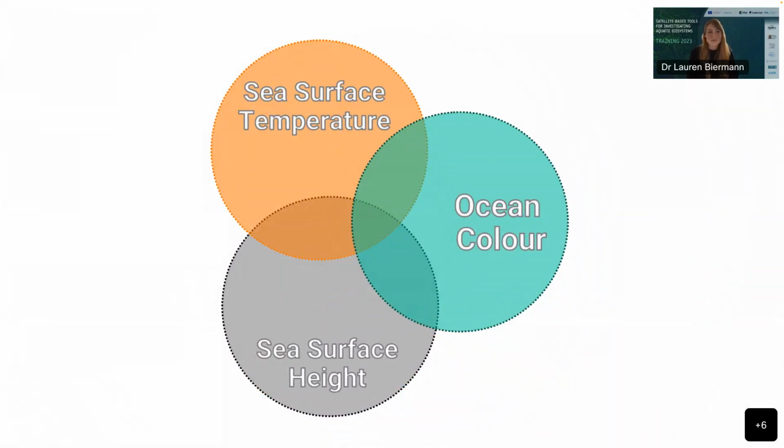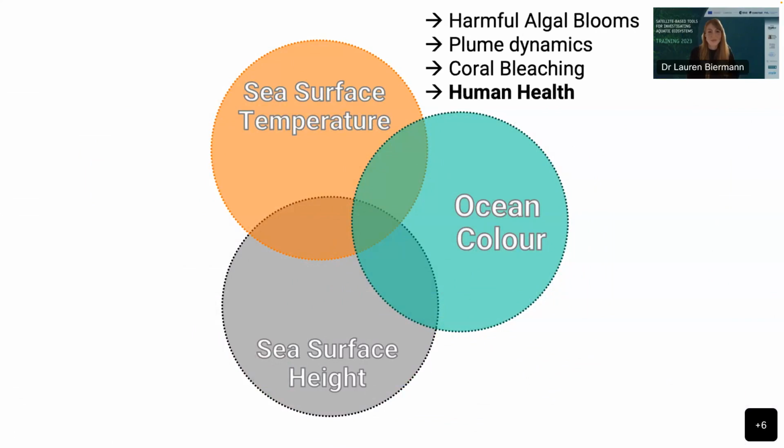For example, if you look at ocean color along with sea surface temperature, you can understand and observe things like harmful algal blooms, the dynamics of plumes along coastal edges, coral bleaching, and of course, human health. And human health is such an important theme in this series. It takes up a module that is going to be covered by Grinson, Shubha, Gemma, and Milton. So this is the intersect where we're able to use different data sets to tell us really important things.